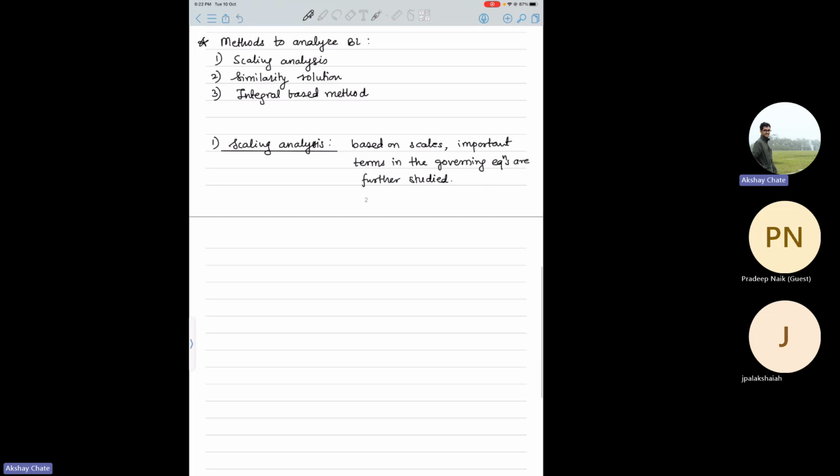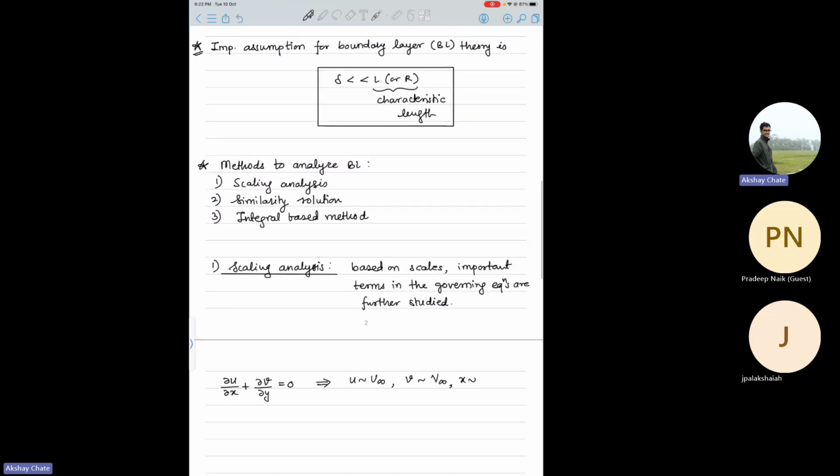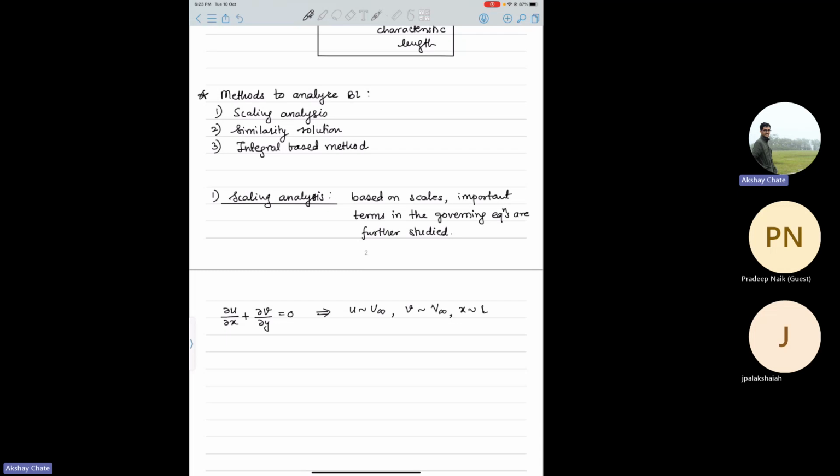So in boundary layer, let's say you want to apply the mass continuity equation. This is our typical mass continuity equation for incompressible 2D flow. In scaling analysis, you assume scales. Your horizontal velocity scales as your main domain velocity, the free stream velocity, u infinity. Your vertical velocity scales as maybe v infinity. X scales as the characteristic x length, the length of the flat plate. We are studying the flat plate first. And then your y scales as the boundary layer thickness delta. Correct, no?